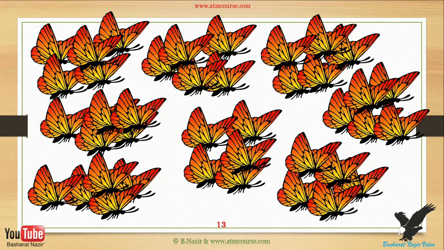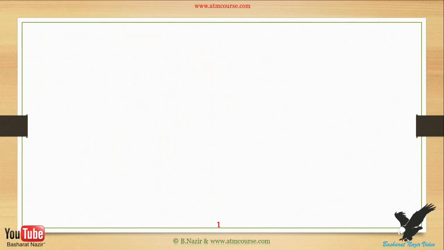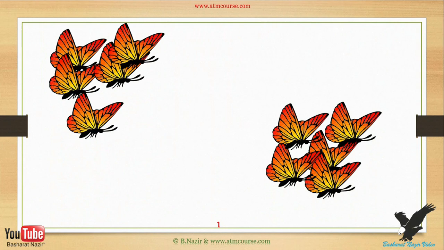Let us do this exercise again. If you have made any mistakes, then this is your chance to correct them. First count the number of groups, and then work out how many insects that you can see.